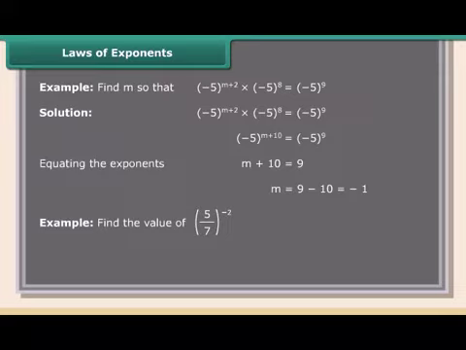Example, find the value of (5 upon 7)^(-2). Solution. (5 upon 7)^(-2) is equal to 5^(-2) upon 7^(-2), which is equal to 7^2 upon 5^2, which equals 49 upon 25.